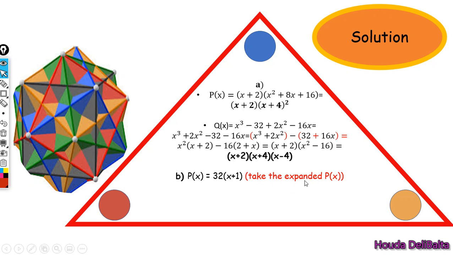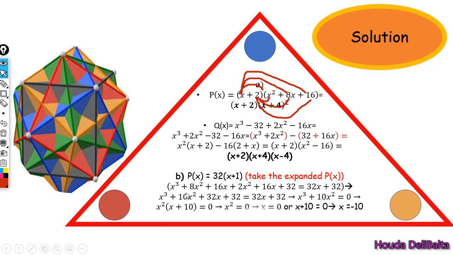So let's think of taking the expanded p of x. To take the expanded p of x, we have to expand it as well. So x into x squared, x into 8x, and x into 16, as well as 2x squared, 2 into 8x, and 2 into 16. So we are going to get what follows. x cubed plus 8x squared plus 16x plus 2x squared plus 16x plus 32, the result of expanding p of x. On the other side, we introduce 32 into x plus 1, so we'll get 32x plus 32.